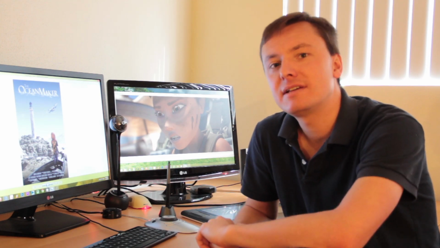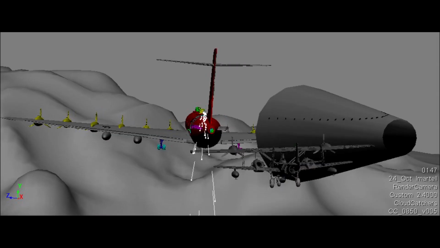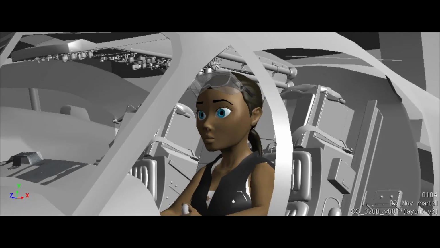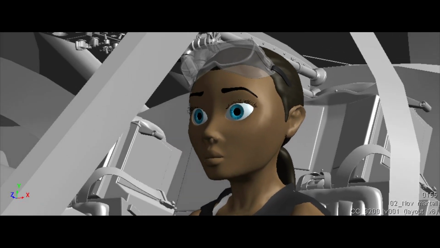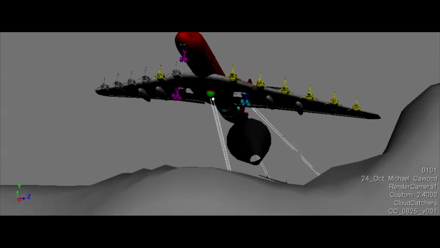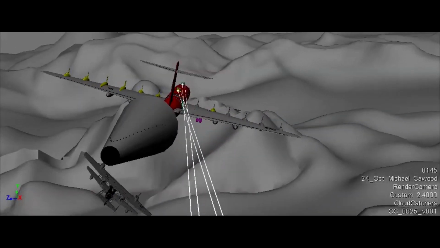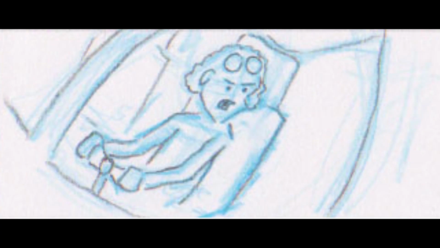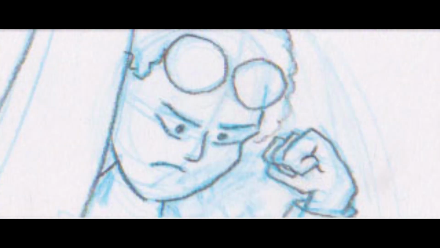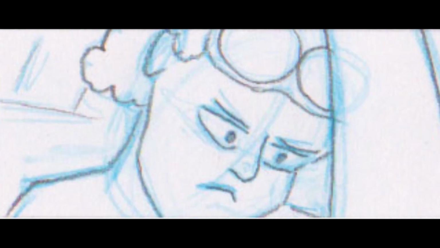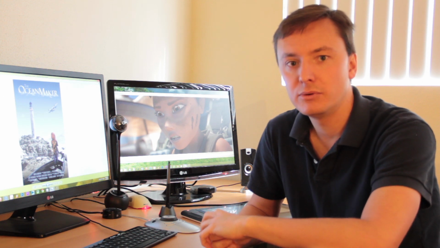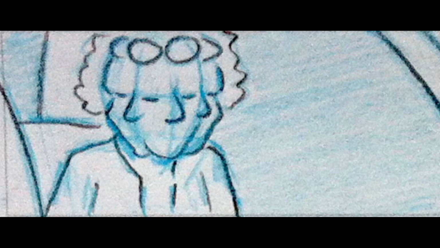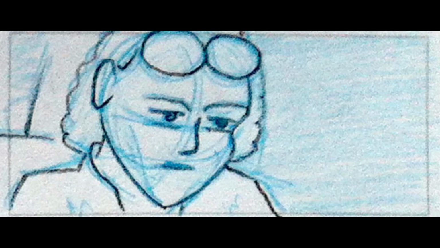So Previs is essentially the 3D version of storyboarding. They serve very similar roles. The biggest difference is that there are some things you can do quicker in 3D and you can get the point across more clearly than you can in storyboarding, and some things that are clearer and quicker in storyboarding. One of the things that you can quickly do in a storyboard is draw a character's performance a lot faster than you can do that in 3D.